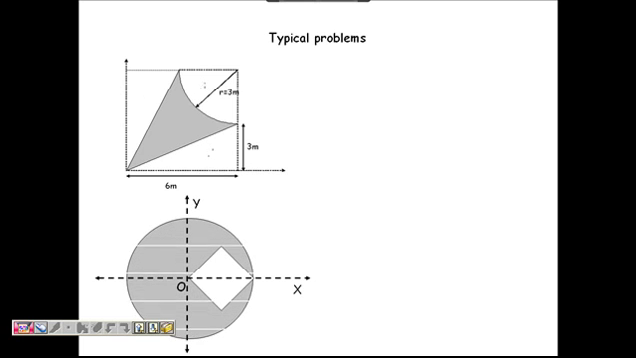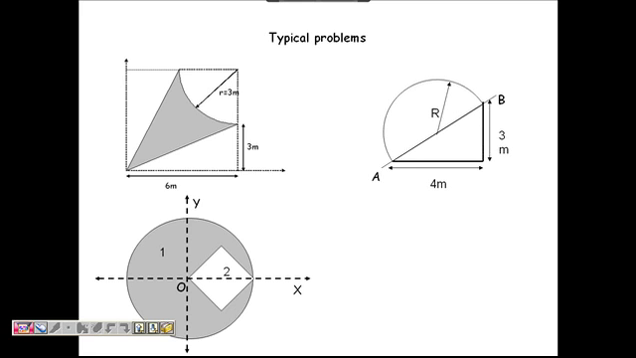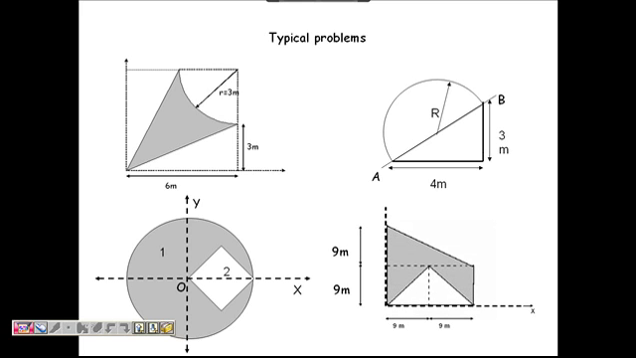Let's take one more example. Here is a circle from which a square, that is figure number 2, is removed. So these are the type of problems you will typically come across. These two are similar examples.